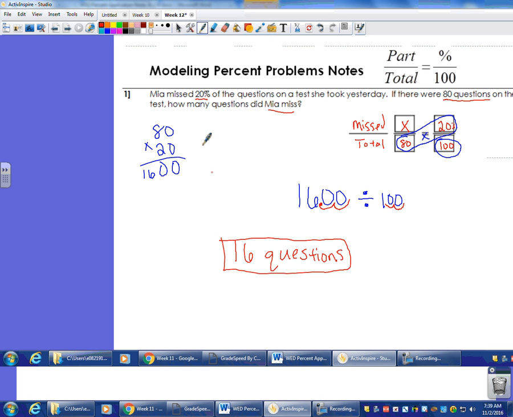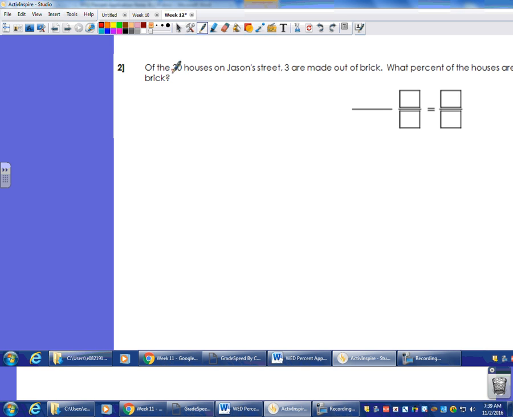So the next problem says, of the 30 houses on Jason Street, 3 are made out of brick. What percent of the houses are brick? So it says what percent, so we know we're looking for percent. So this is going to be X over 100. 100 always goes in the spot. Now we know that there are 30 houses on his street and 3 are made of brick. So we're going to put brick on top of the total number of houses. And when I fill this in, there are 3 houses made of brick with 30 out of the total.